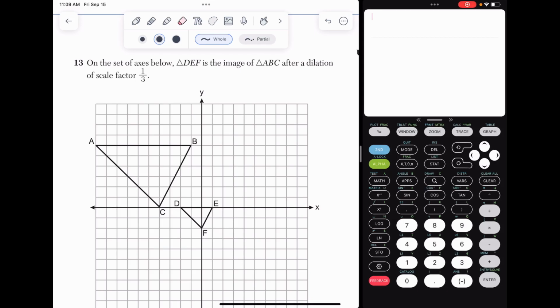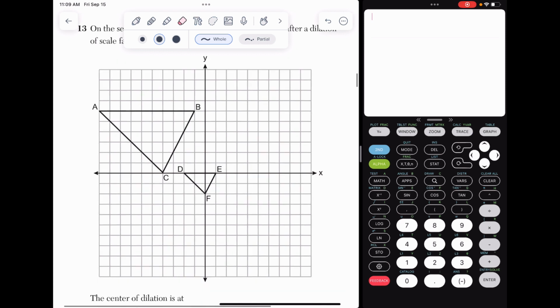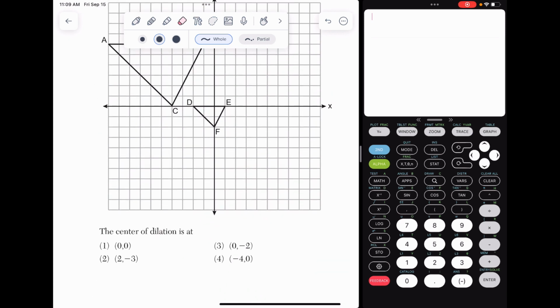In this video, we'll be going through questions 13 through 24 from the June 2023 Geometry Regents. Number 13: on the set of axes below, triangle DEF is the image of triangle ABC after a dilation of scale factor 1/3. We're asked to find the center of dilation.